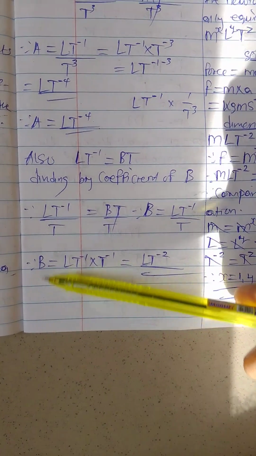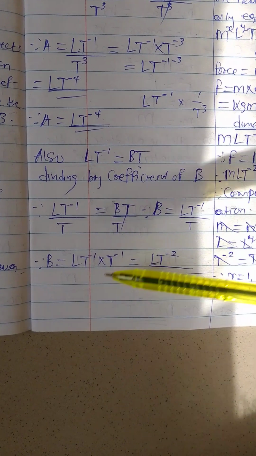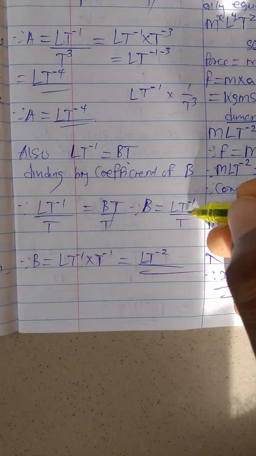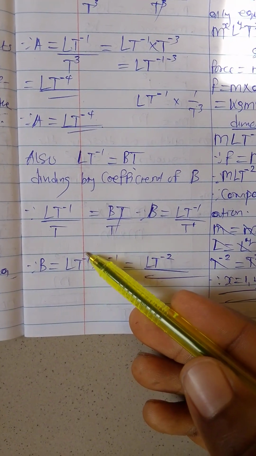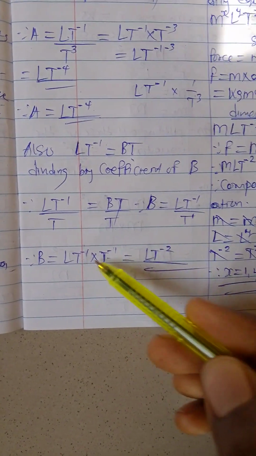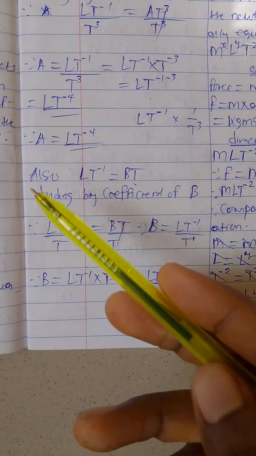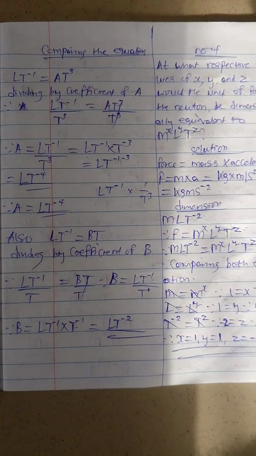So therefore b is equal to LT raised to power minus 1 times, you know that if this moves over here, that becomes T raised to power minus 1. Because if you check this, there is an invisible one here. So now T raised to power minus 1 times T raised to power minus 1 is the same thing as, if you collect the indices, minus 1 minus 2... I mean minus 1 minus 1 gives you minus 2. So therefore the dimension for a is this, and the dimension for b is this. Very, very simple.